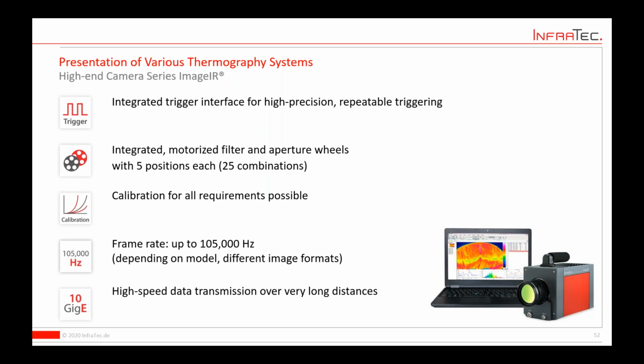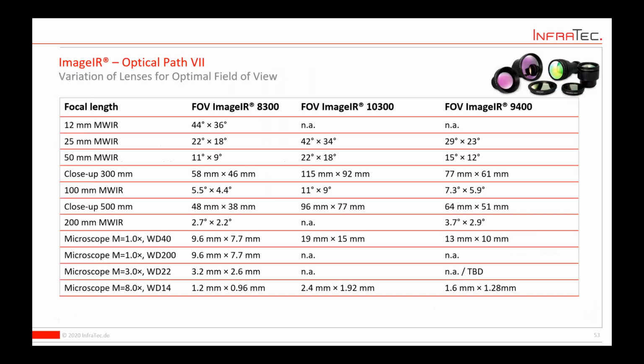And as a roundup, we rely on 10 GigE, for instance, as the interface, which is high speed and provides a ton of advantages like long cable lengths. Also as a roundup, you will see here the wide range of lenses, with some examples of the field of view. This is something I do not want to speak to in detail. You can find a field of view calculator on our website and play around, and clearly see the difference between different resolutions and different lenses.